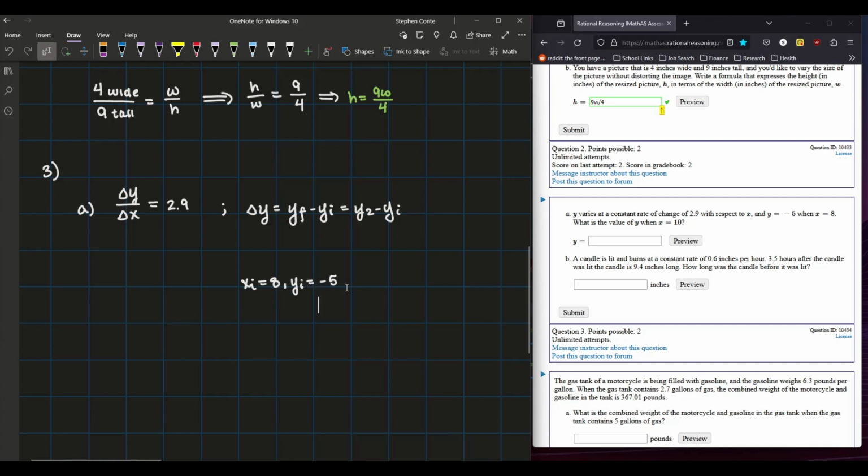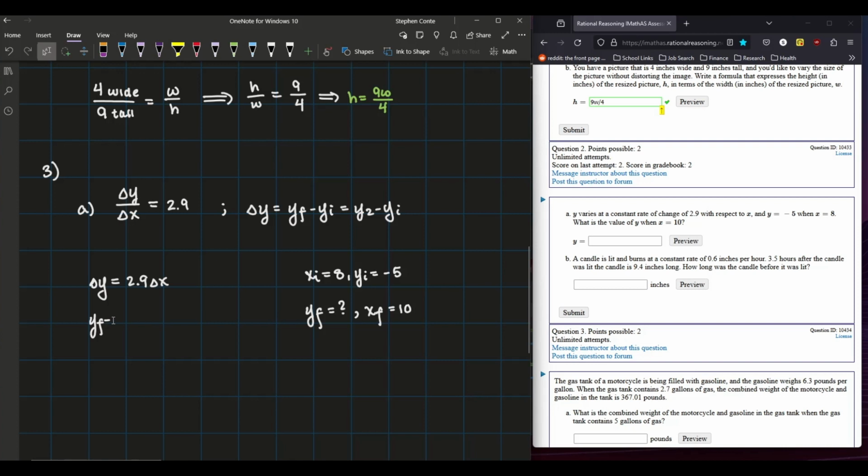We want to know the value of y. So y final is question mark when x final is equal to 10. The first thing to note is that solving for y final, I know delta y is y final minus y initial, and delta x is x final minus x initial. If I want to solve for y final, I want to get all the y's to one side and everything else to the other side. So I'll multiply by delta x on both sides. Then delta y is equal to 2.9 times delta x.